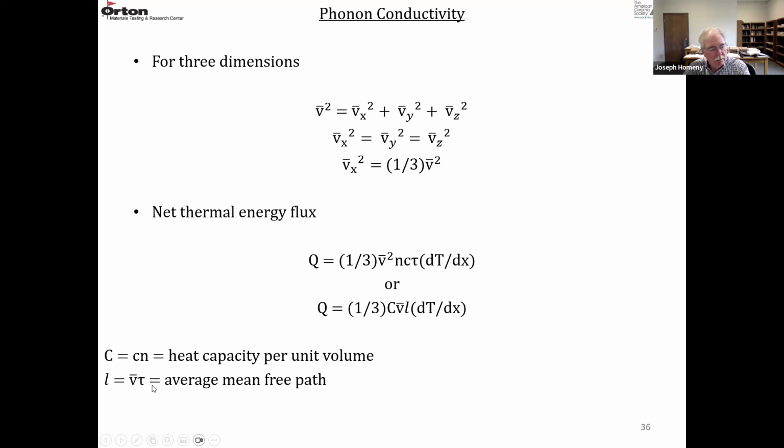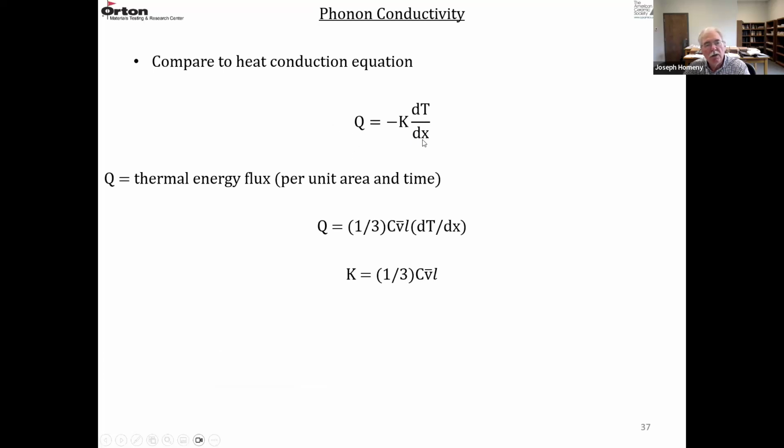And V times tau is just going to be the mean free path. So the final equation: the energy flux equals 1/3 the heat capacity, the velocity, the mean free path, times the temperature gradient.